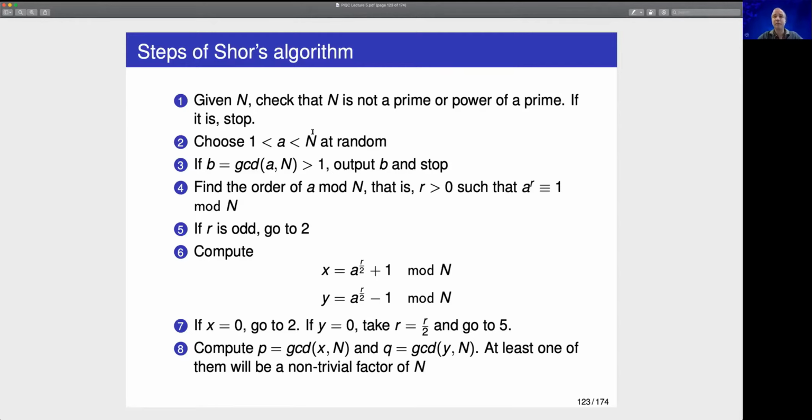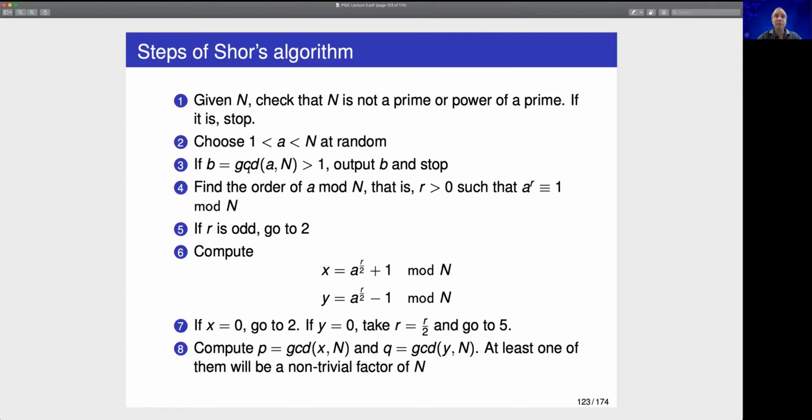So the first thing that we need to do is to check whether it is a prime or a power of a prime. This is something that we can do efficiently with classical computers, and if we find that the number is a prime or a power of a prime, we can stop there. This is like the easy case. If the number that we are given is not a prime or a power of a prime, then we choose at random a number a between 1 and n, strictly greater than 1 and strictly lower than n.